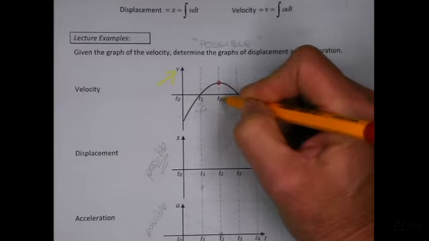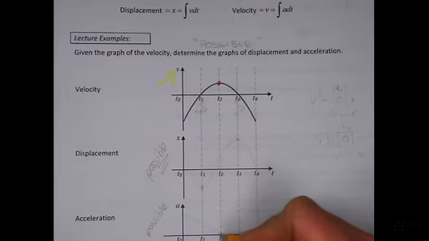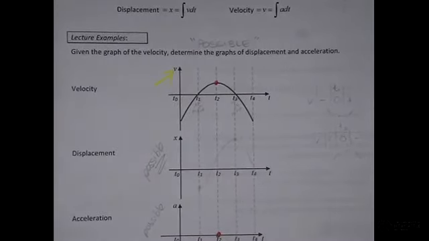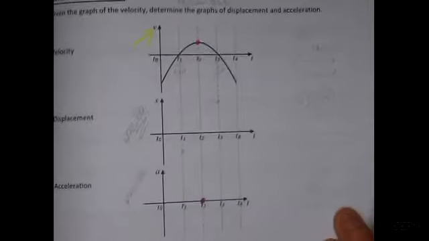So at the T2 mark, I'm supposed to be at an acceleration of 0. So that's why it's got a dot there. And then flip that over a bit so you can push it up a bit.